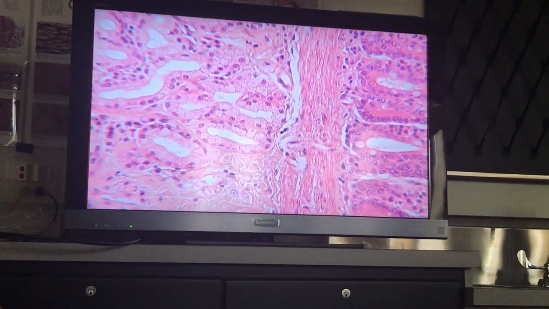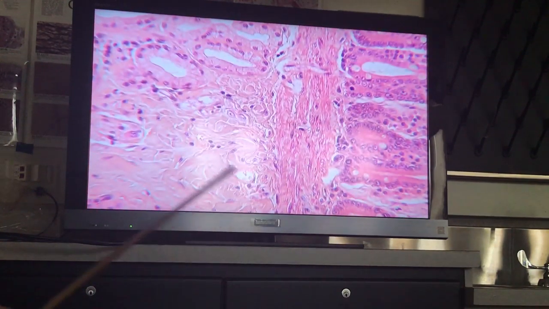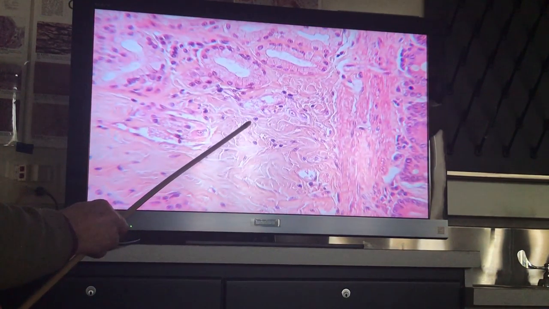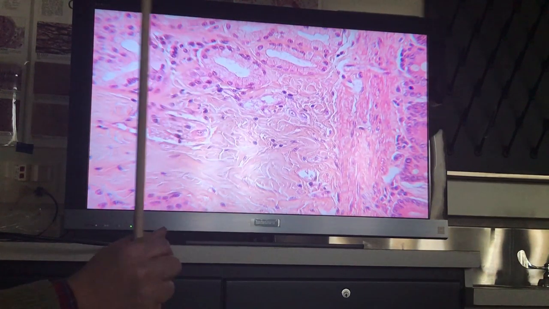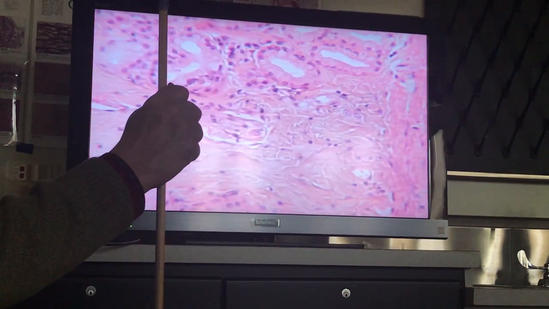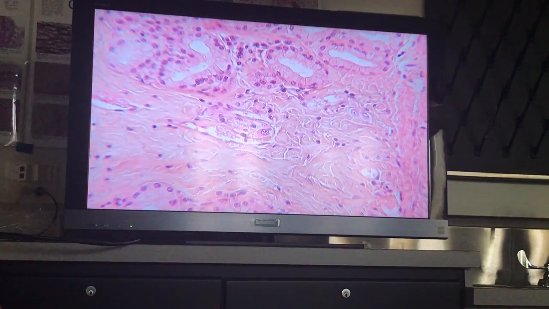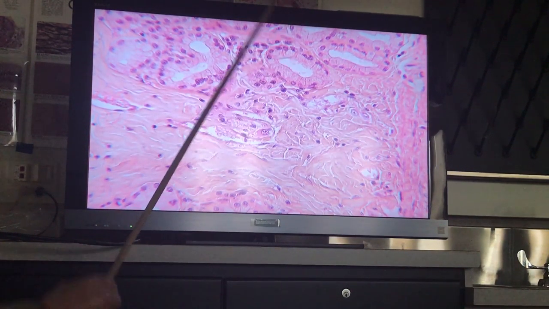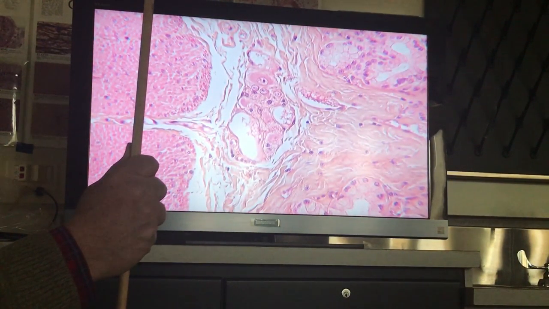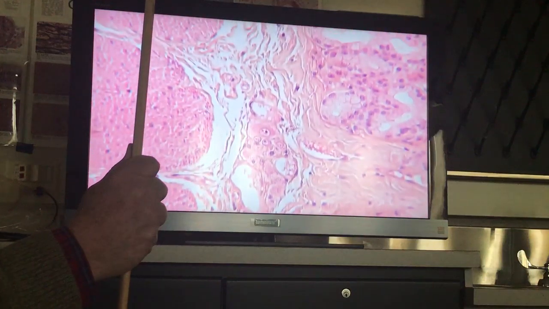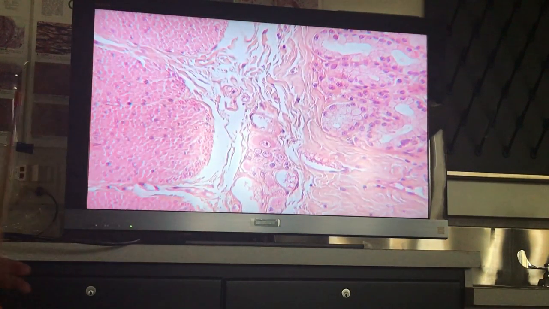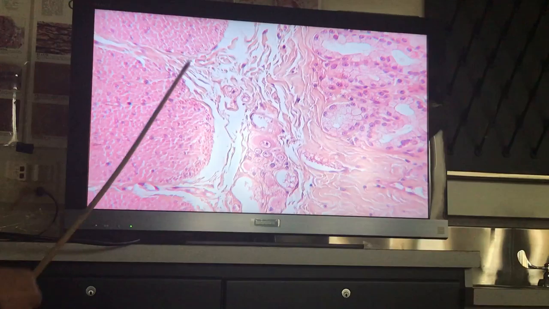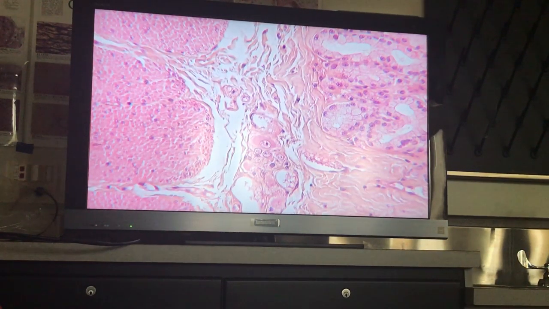Whereas here, I think you would have to concede that this is somewhat more dense. These are all collagen fibers in here, so that's pretty much a dense irregular connective tissue. And not surprisingly, just as we saw in the mammary glands, that dense connective tissue is supporting and protecting Brunner's glands. Then, as you come out of that submucosal gland, here is the first layer of smooth muscle.